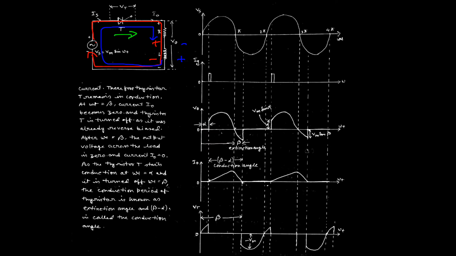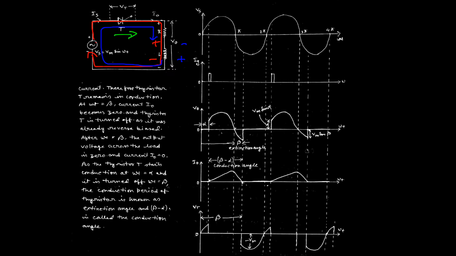From beta up to the next point, we give the next triggering pulse for the next positive half cycle, which starts after pi, at 2 pi. That means we give the next triggering pulse at 2 pi plus alpha. That is why the next pulse has been given over here, at 2 pi plus alpha. Then the same thing will be repeated. Again the thyristor will be turned on and it works up to the point of beta. In this way the next cycle will be repeated.